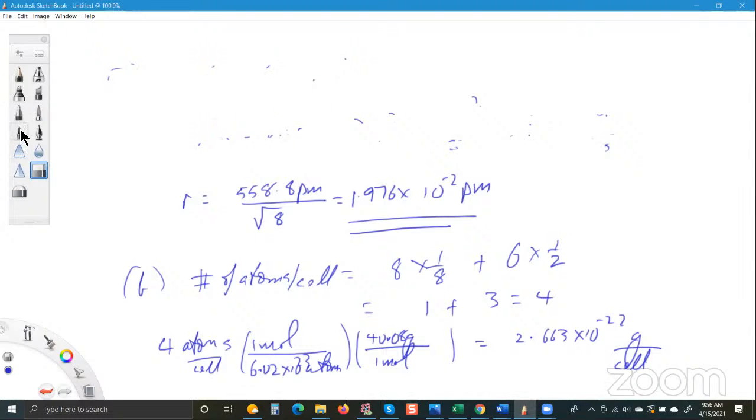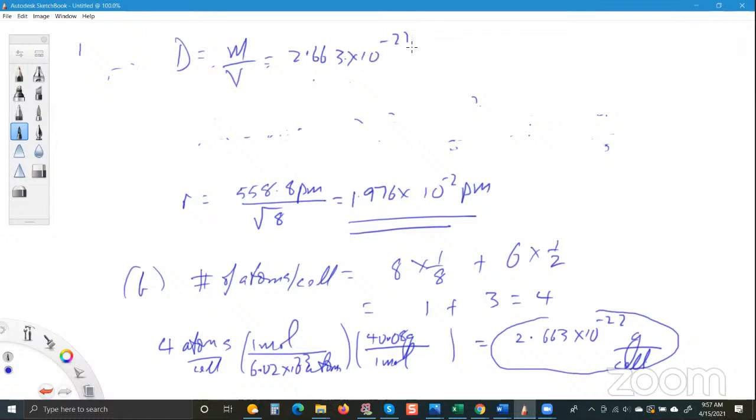Okay, so density, of course, will be equal to mass over volume. We just got the mass right here, which is 2.663 times 10 to the minus 22 grams divided by the volume. So the volume would be the length of one edge cubed.